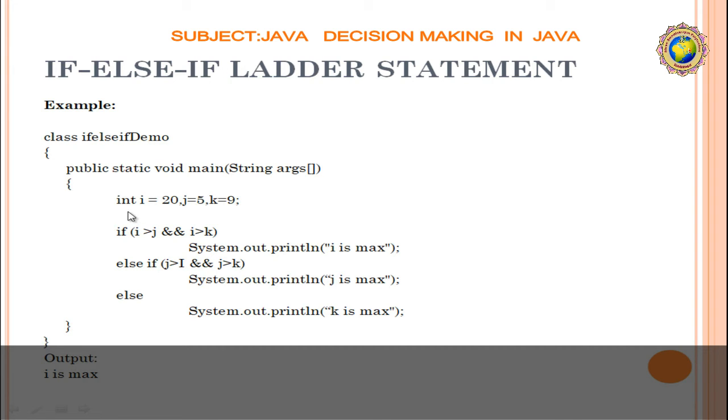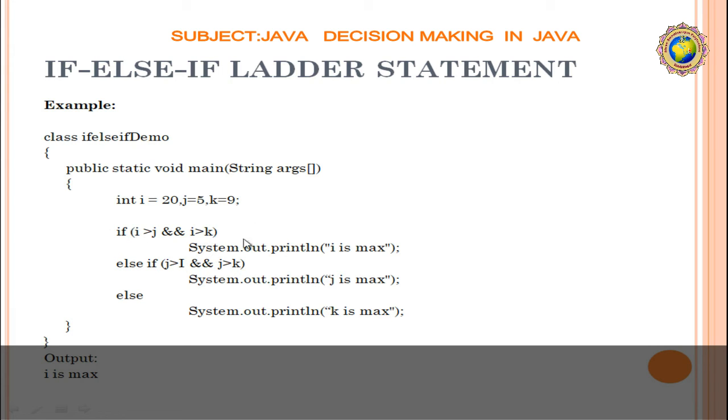So here we give the value of i as 20, j equal to 5 and k equal to 9. So 20 greater than 5 and 20 greater than 9. Both conditions are true, so it prints i is max. Suppose we consider the values of i, j, k as 1, 2, 3 respectively. Then what happens? 1 greater than 2 and 1 greater than 3? No, this condition is not fulfilled.